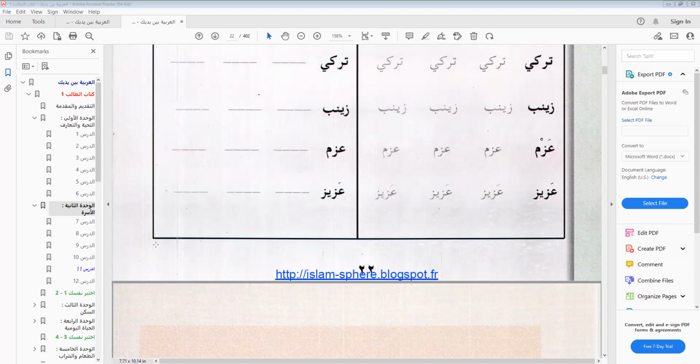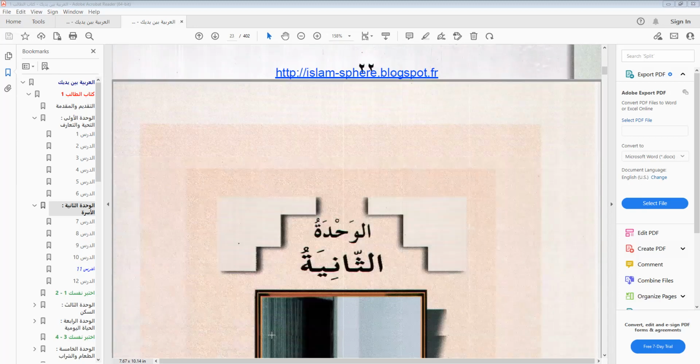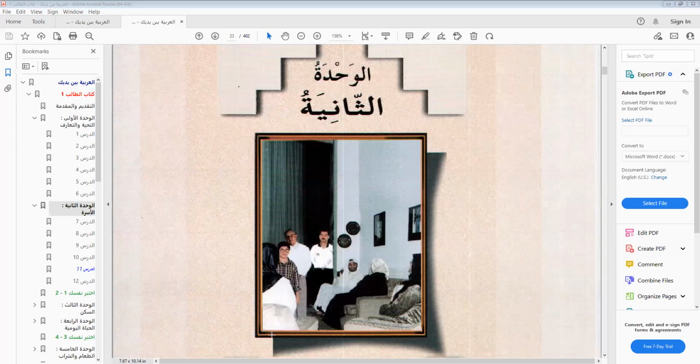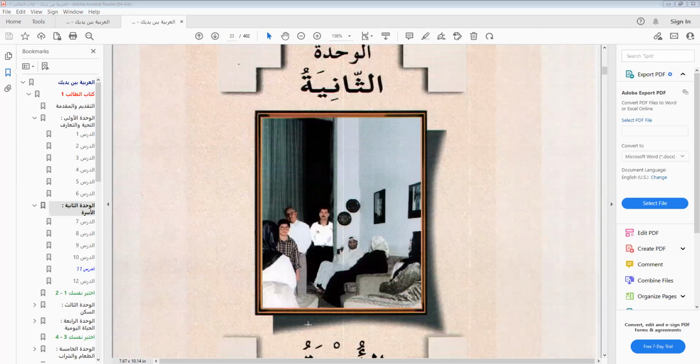So we'll start, inshallah, with the 7th. And the 7th starts with the second module. That's the second module, and that is the Al-Usra.